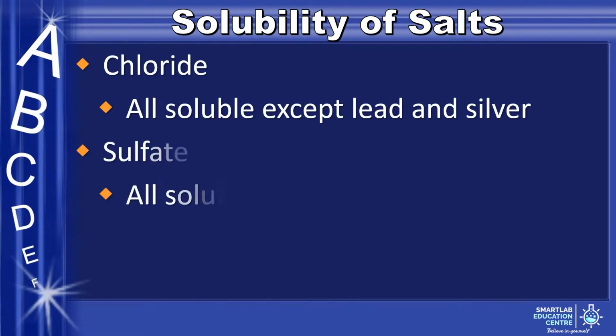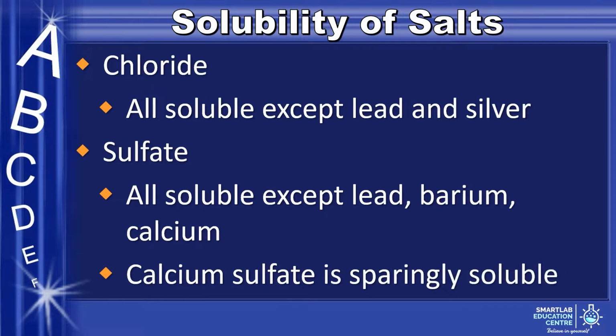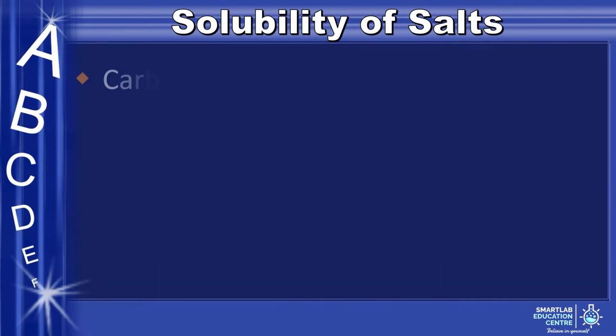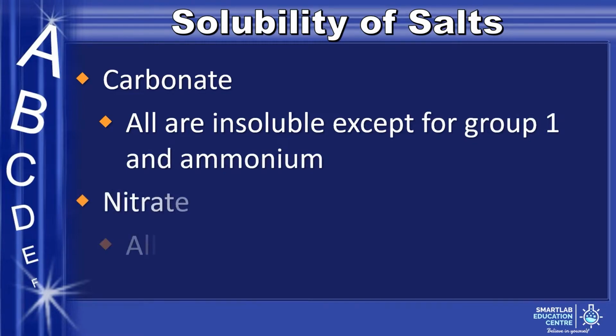For sulfate, all are soluble except lead and barium, while calcium is sparingly soluble. For carbonates, all are insoluble except for group 1 and ammonium, while for ammonia all are soluble.